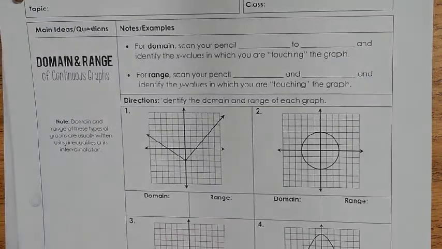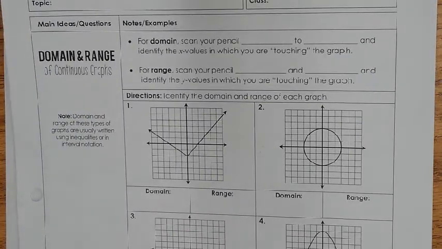We're going to talk about domain and range whenever we have a continuous graph. And remember, continuous means it goes on forever and ever. So, domain is looking at the x values. So what do we know about the x-axis? Does it go left and right or up and down? Left to right. It goes left to right.